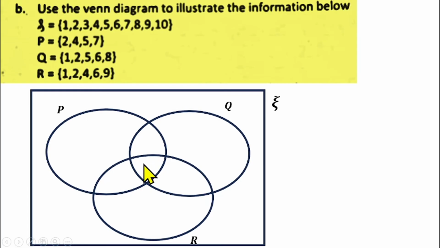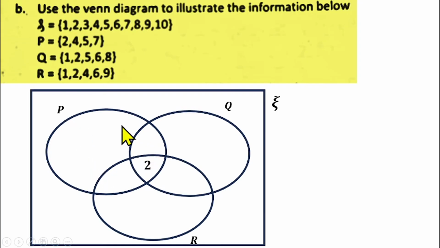Now this point here, where I'm highlighting, is the intersection between the 3 of them, and that will be the element that the 3 sets have in common. So 2 is here, 2 is here, 2 is here. That's the only thing they have in common. So that means I will put 2 here, and that is the intersection between the three sets.